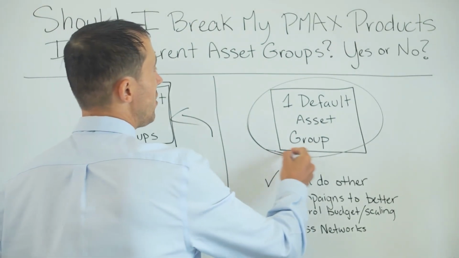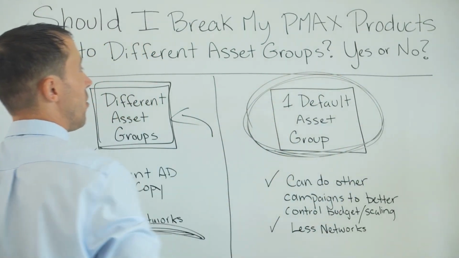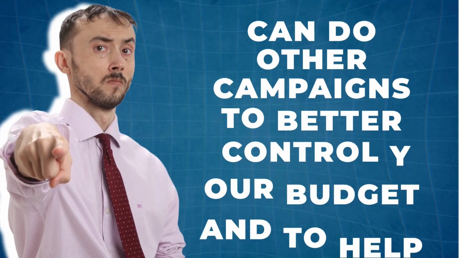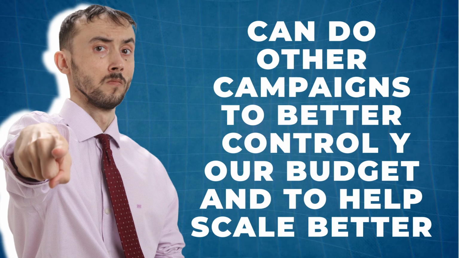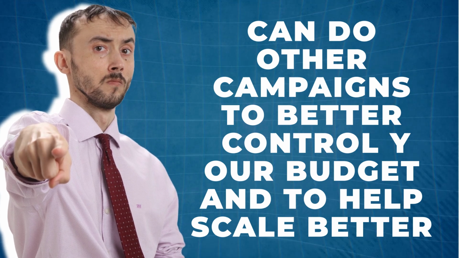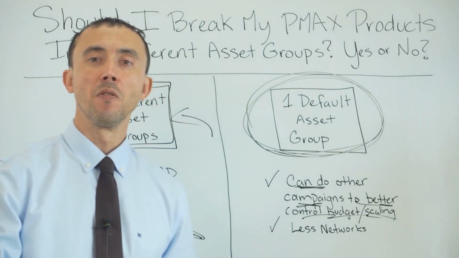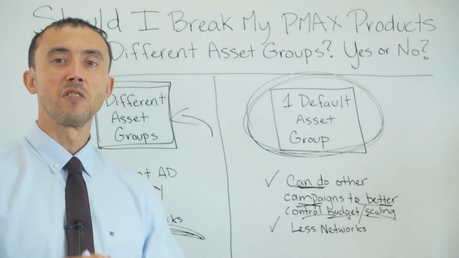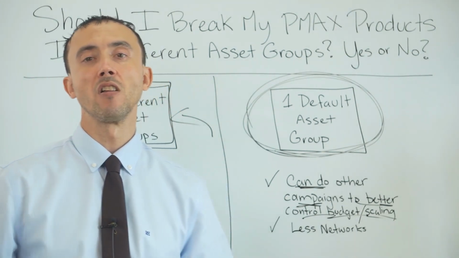Now, if you have one default asset group in your PMax campaign, you can, like I just mentioned, do other campaigns to better control your budget and to help scale better, without the downside of ultimately having to use different asset groups and stuffing them full of headlines and descriptions and showing all over the place.